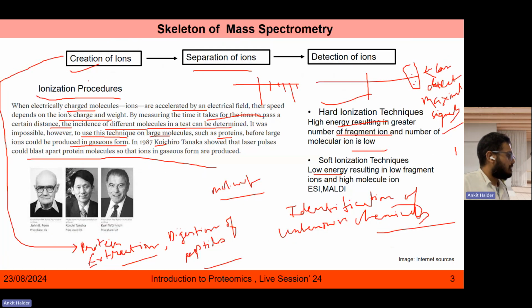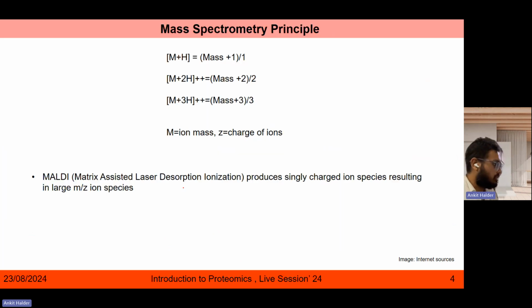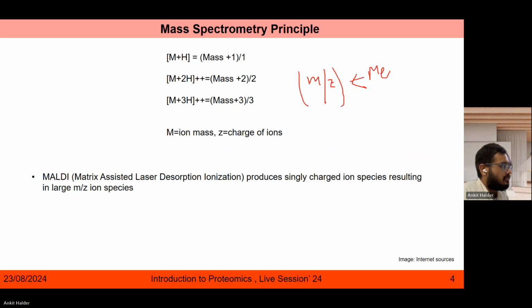So this is the way the procedure moved ahead by having ionization where we could control the energy. Otherwise, the ionization techniques were very harsh for biomolecules to be used. Okay. So now, what is the basic mass spectrometry principle? Simply, it measures the M by Z, that is, the mass to charge ratio, which we use for protein identification.